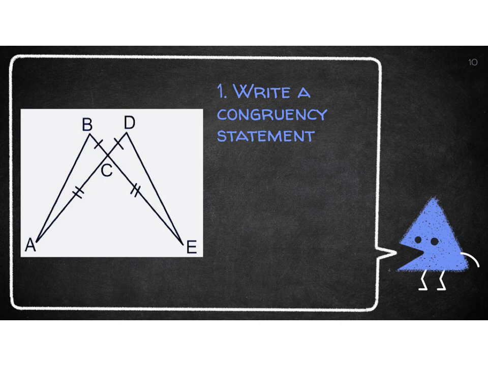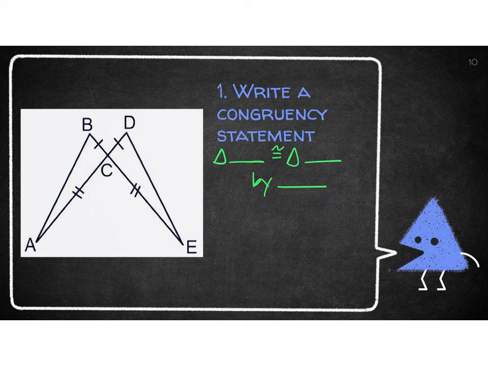So problem number 1 says write a congruency statement. When we write these congruency statements, we're working with triangles. So we have triangle something is congruent to triangle something by whichever one of those congruency shortcuts we can use for this particular example. We will use this on every single problem.